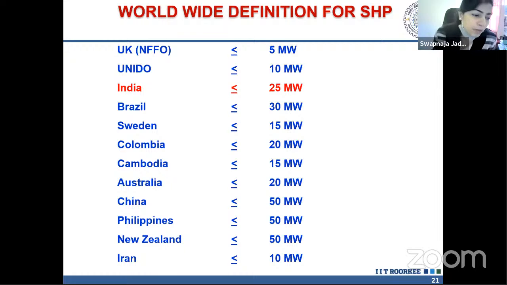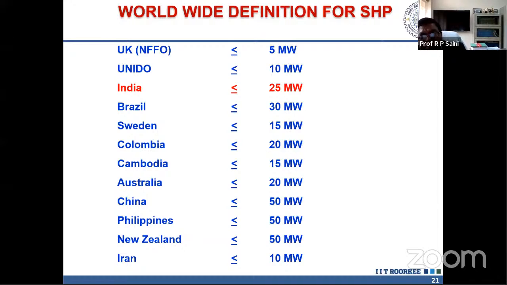Because the big rivers are also available only for three to four or five maximum months. Yes, that's why it's a good question, because that depends upon this hydrology I'm talking about.